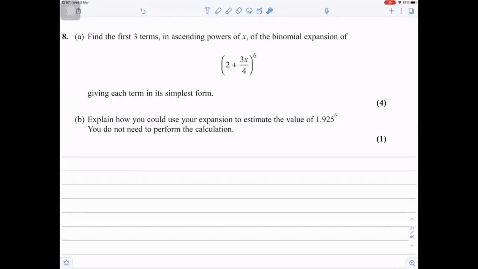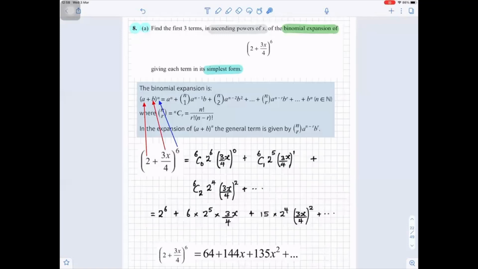Question number 8. Find the first three terms in ascending powers of x of the binomial expansion of 2 plus 3x over 4 to the power 6, giving each term in its simplest form. For binomial expansion, we need to use this formula there. a plus b to the power n is a to the n, n combination 1, a to the n minus 1, b, and so on. And you can use this to work out the coefficients, or you can use your calculator.